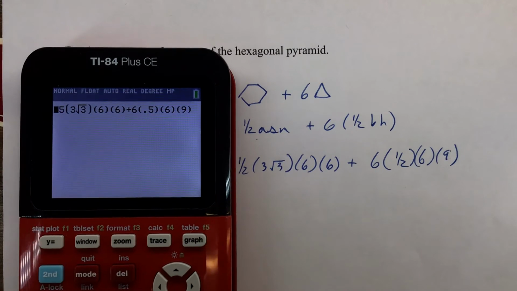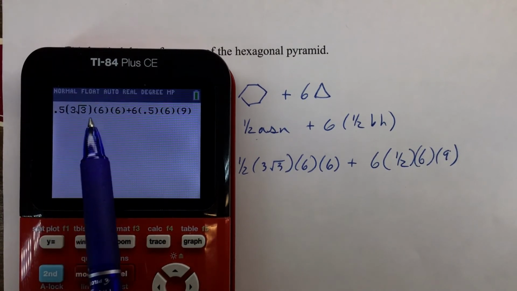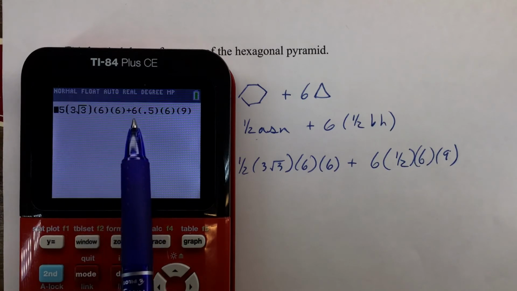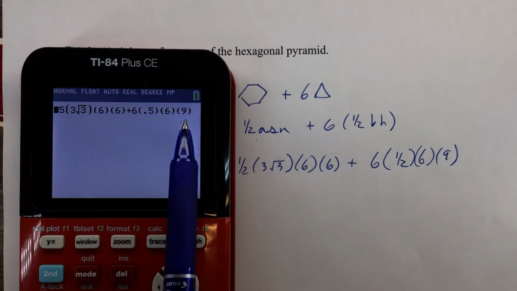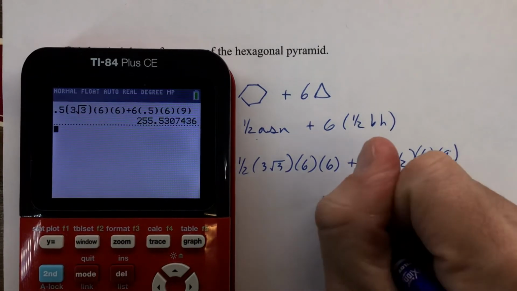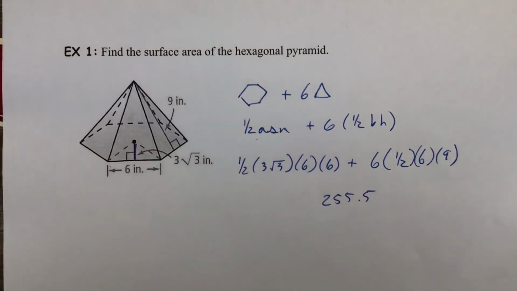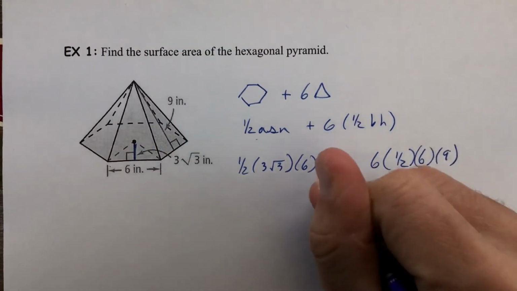All right, so here it is all filled in. We've got the 1/2, we got 3√3, 6 and 6 plus 6 times 1/2 times 6 times 9. And our answer is 255.5. Units will be inches squared.